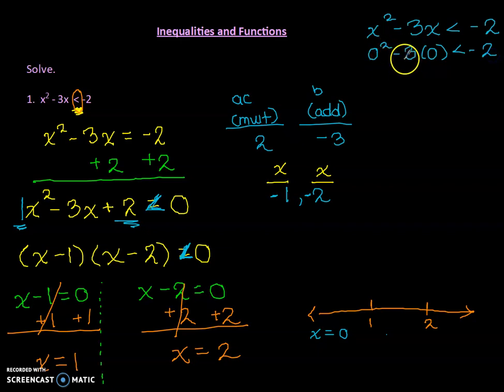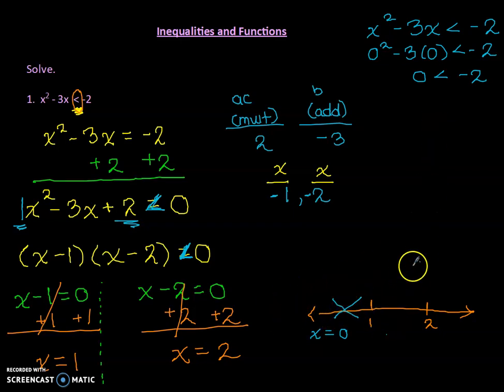0 squared is 0. 0 minus 3 times 0 is also 0. Is 0 less than -2? It is not. If I have $0, it is not going to be less than me owing somebody $2. So that means, since the number to the left of 1 doesn't work, that's out.